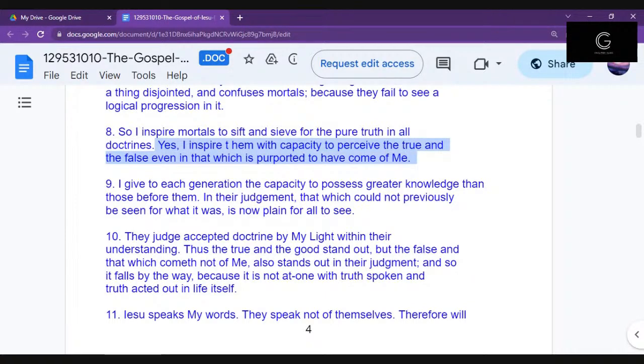Yes, I inspired them with capacity. And then they say, well, then how, Cosmo? You do. I'm not trying to get you niggas. I don't give a damn if you believe it. I don't give a fuck. I really don't.